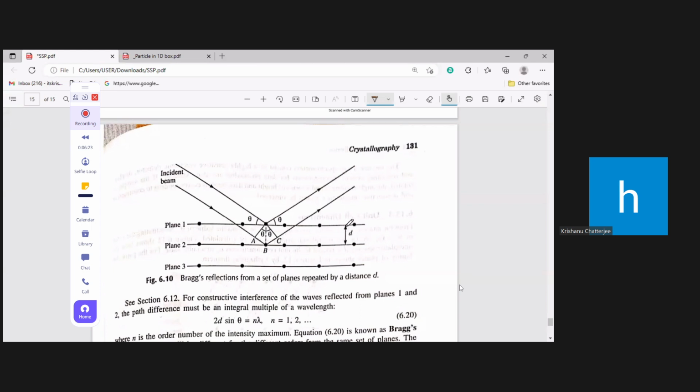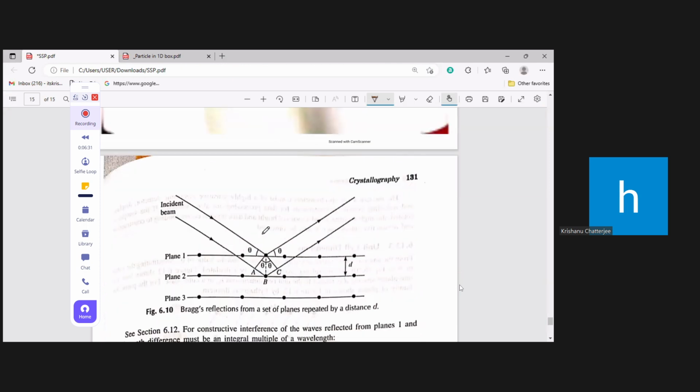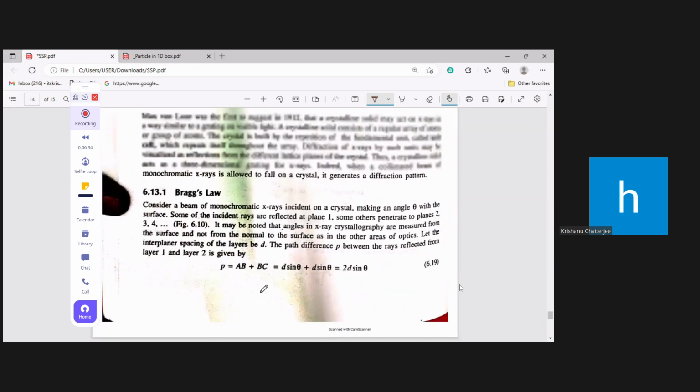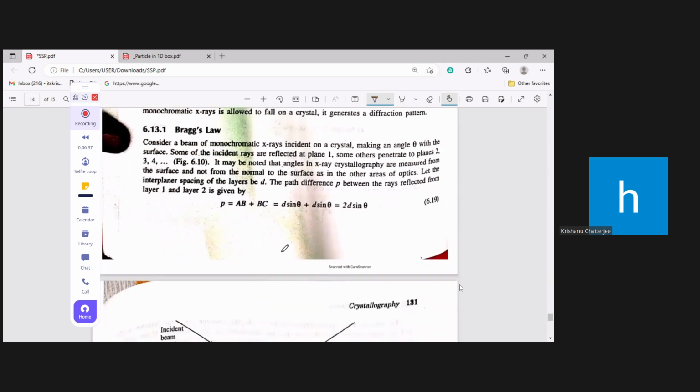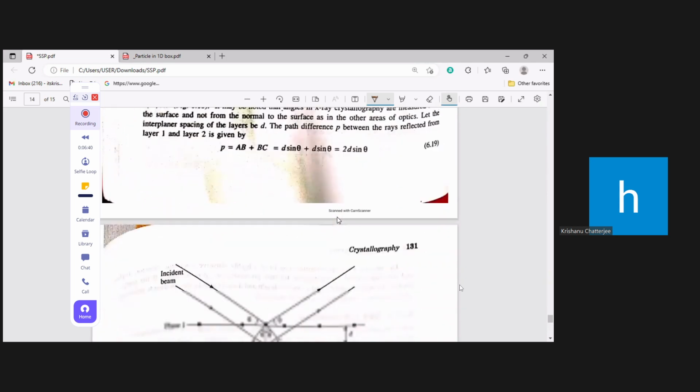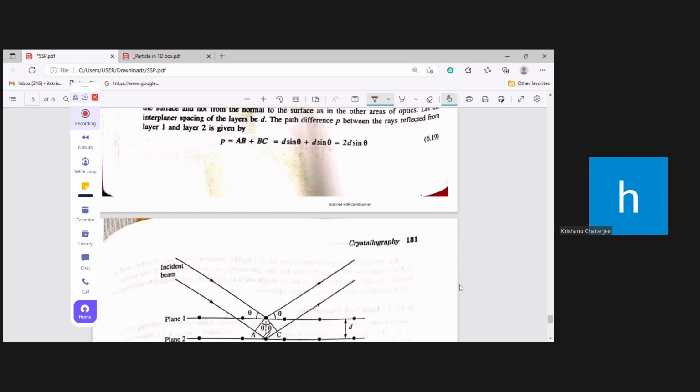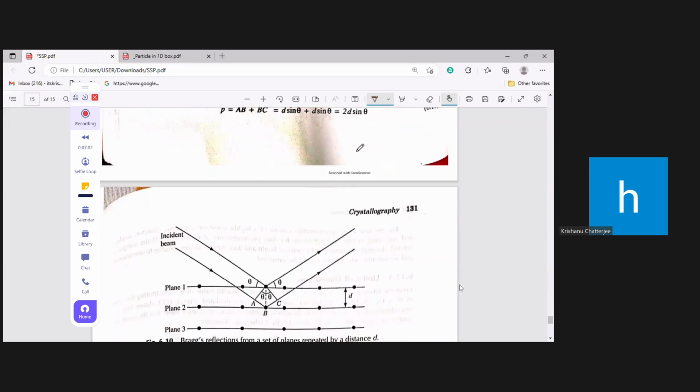And if D is the interatomic distance, then you can write this as P equals AB plus BC. That is nothing but D sine theta plus D sine theta. Since this is D, this AB is nothing but this portion into sine theta, right? Since these are 90 degrees normal. So AB plus BC is nothing but D sine theta plus D sine theta. That is 2D sine theta. So the path difference is 2D sine theta.